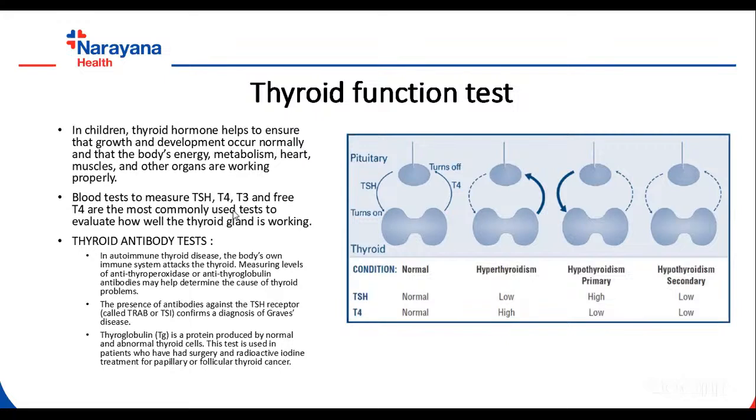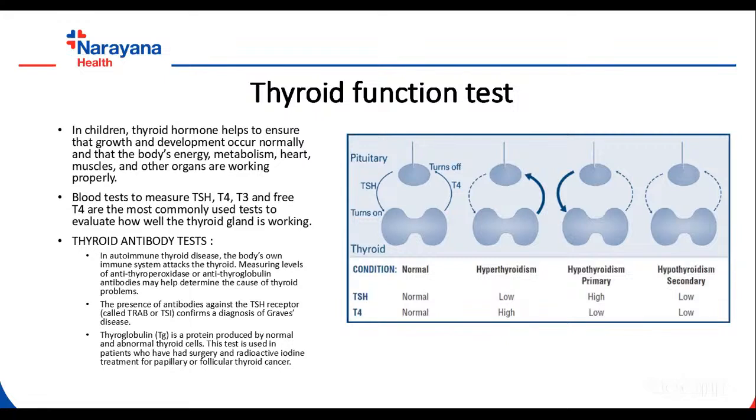Along with that, we also have a panel of thyroid antibody tests. Basically, in an autoimmune thyroid disease, the body's own immune system attacks the thyroid, so measuring levels of anti-thyroperoxidase or anti-thyroglobulin helps to determine a thyroid cause. A presence of antibody against the TSH receptor helps diagnose a condition of Graves' disease.